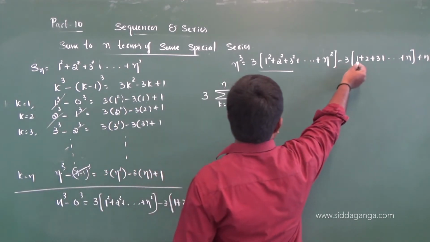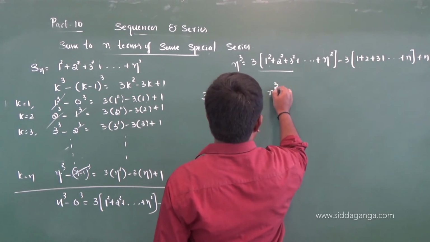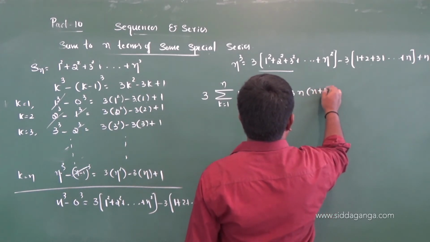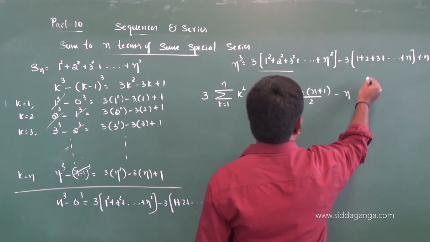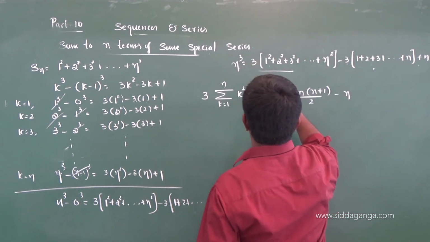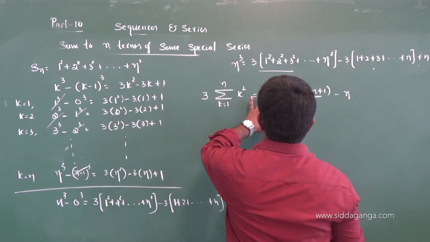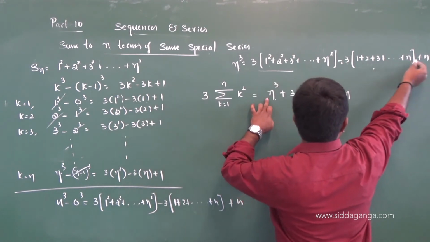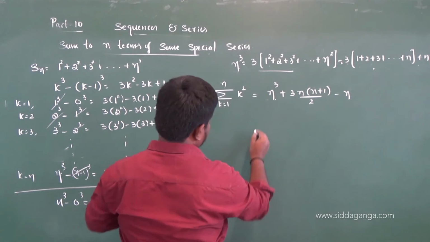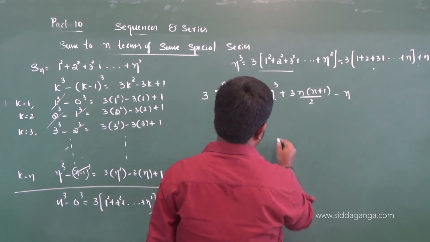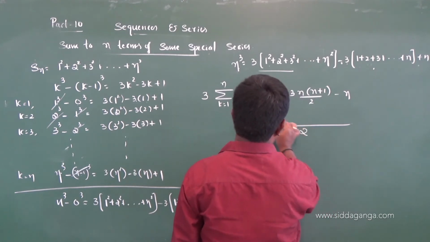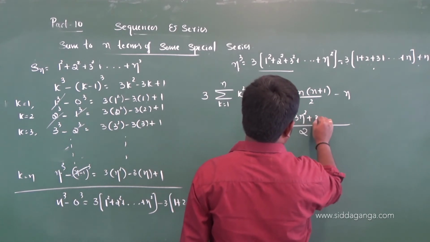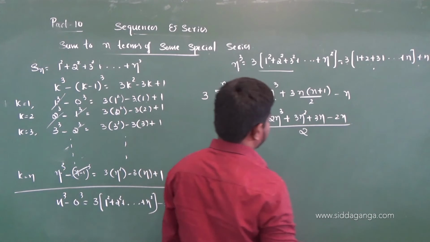This is equal to, so let me take these two terms to the left side, so n cube plus 3 into, what is this? Sum of first n natural numbers, n into n plus 1 by 2, minus n. So, these two terms taken to the left side, n cube, okay, n cube plus, it becomes plus, if you take this to the left side, it becomes plus 3 into the sum of first n natural numbers minus n. So, on simplification, you get what? 2, I am going to take LCM. So, 2n cube plus 3n square plus 3n minus 2n, okay.